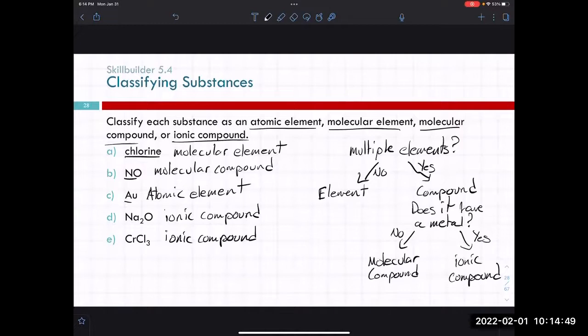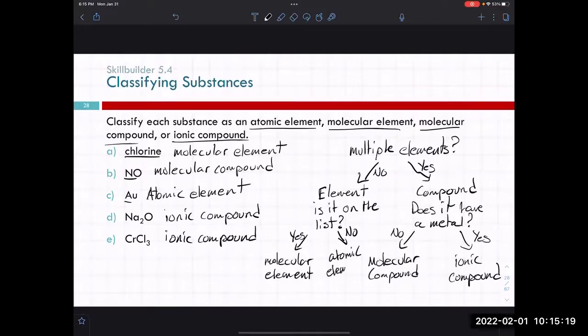And let me fill this in. The question here would be for the elements: well, is it on the list? The list of special elements. Yes. Molecular element, no. Okay.